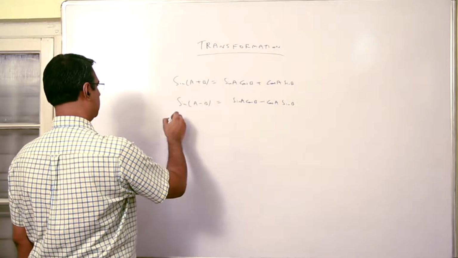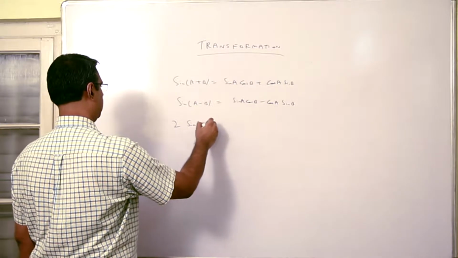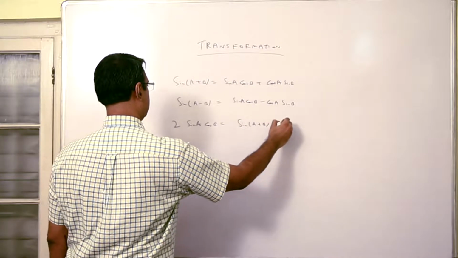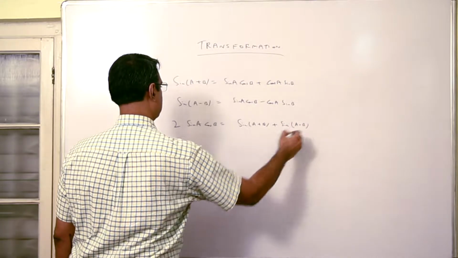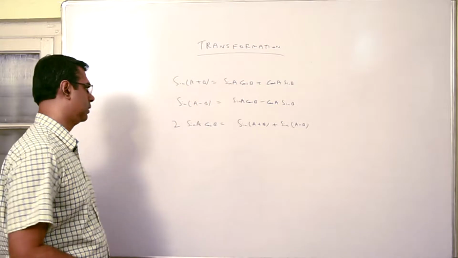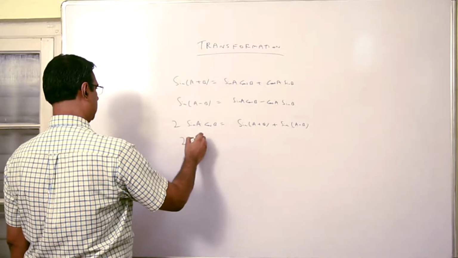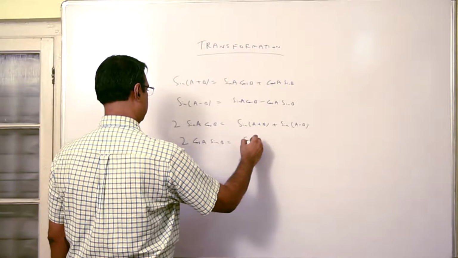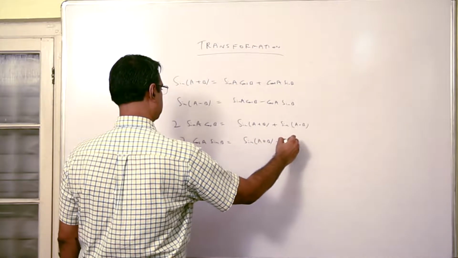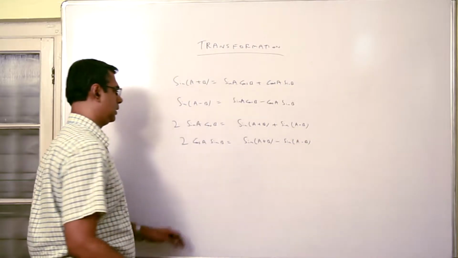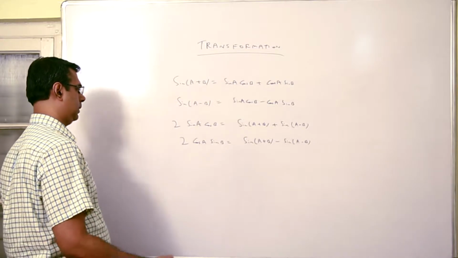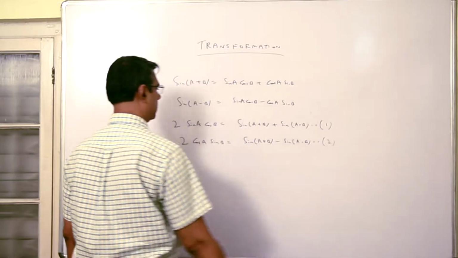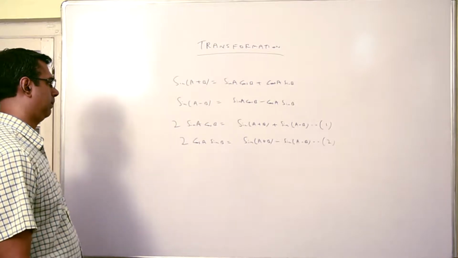Now, if you add these two formulas, you will get 2 sin A cos B is equal to sin A plus B plus sin A minus B. If you subtract these two formulas, you will get 2 cos A sin B is equal to sin A plus B minus sin A minus B. So this becomes the first formula of transformation, and this becomes the second formula of transformation.